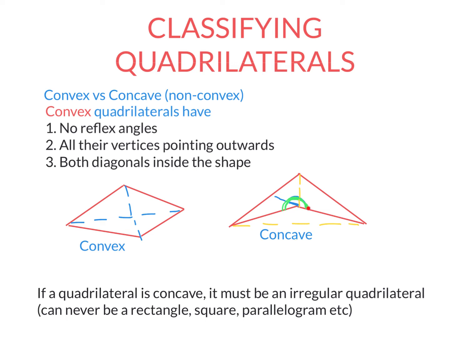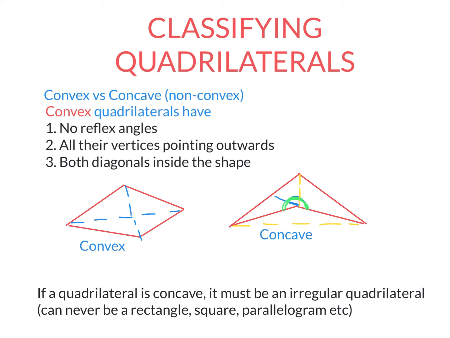So I like the word concave because it actually does describe the shape well. Concave quadrilaterals are sort of caved in. See, it's caved in around here. That's a good way to identify them. So note all the quadrilaterals that you know, like rectangles, parallelograms, squares, all of that are always convex. If they're concave, they must be an irregular quadrilateral. You can never have a concave kite, a concave rhombus, or anything like that.